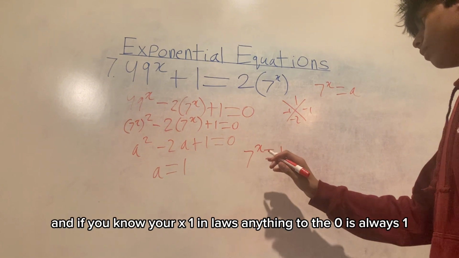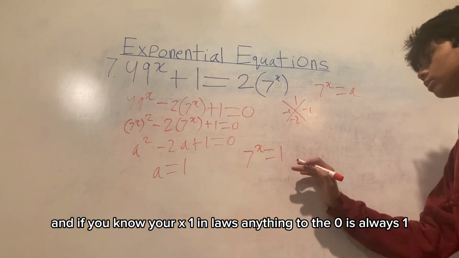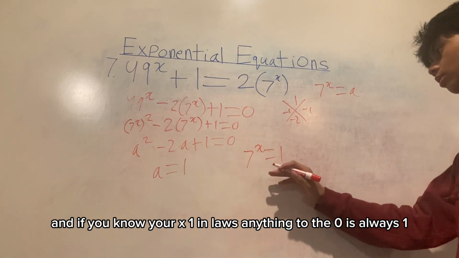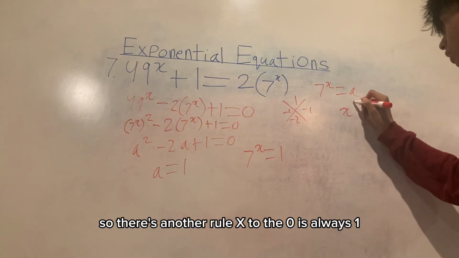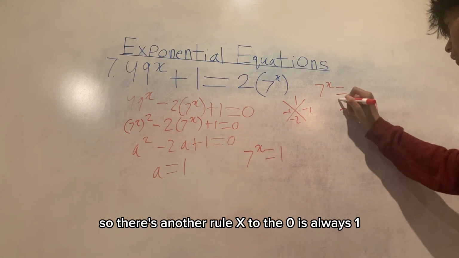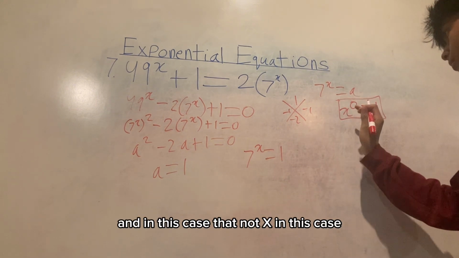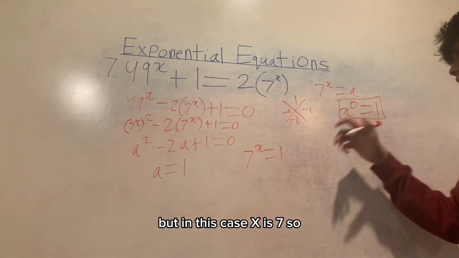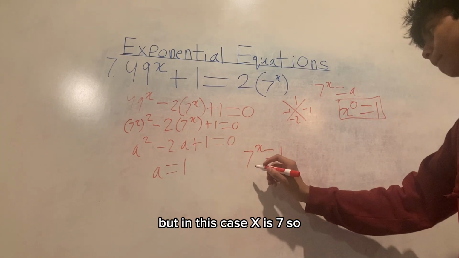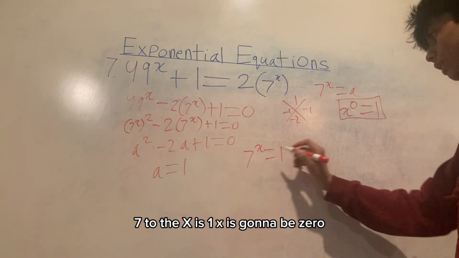And if you know your exponent laws, anything to the 0 is always 1. So there's another rule, x to the 0 is always 1. And in this case, not x, but in this case, 7. So 7 to the x is 1, x is going to be 0.